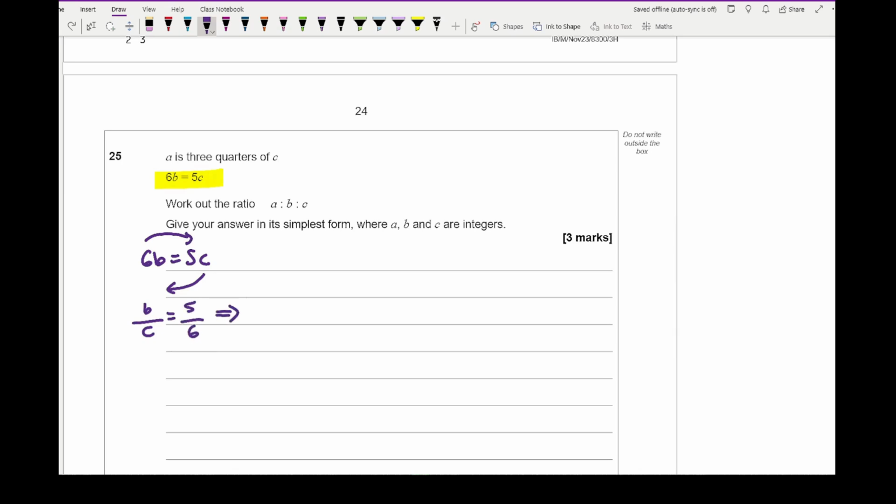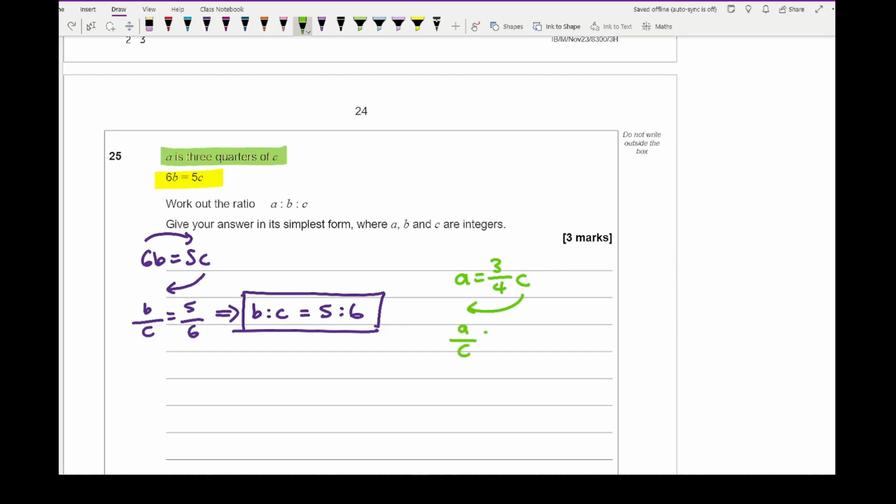And what that then turns into is that the ratio of B to C is equal to 5 to 6. And I'm just going to put a little box around that. Now, in the first bit of information, it says that A is 3/4 of C. So A is equal to 3/4 of C. And just like we did before, we're going to put the letter over this side, so we end up with A over C equals 3 over 4. And then from that, we can turn that into a ratio of A to C is equal to 3 to 4. And let's put a little box around that.